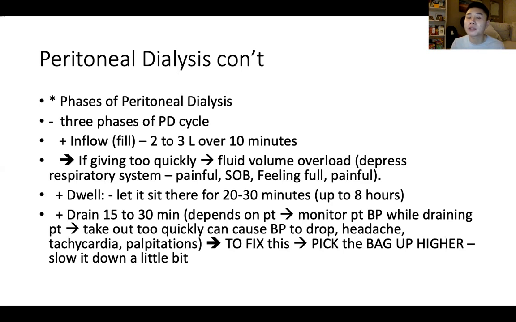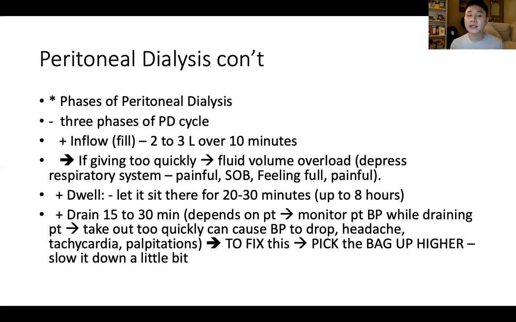So what are the phases of peritoneal dialysis? The different phases include three phases, or three cycles. The first one is the inflow, which is the fill. This is 2 to 3 liters over 10 minutes. However, if we give it too quickly, this will cause fluid volume overload. It can depress the respiratory system and cause painful shortness of breath, and a feeling of fullness and pain because it's right at our abdominal region. If the fluid is too much or we inflow it too fast, it can obstruct breathing. The diaphragm cannot extend fully, so we may have issues with breathing, and it can also cause fullness and pain.